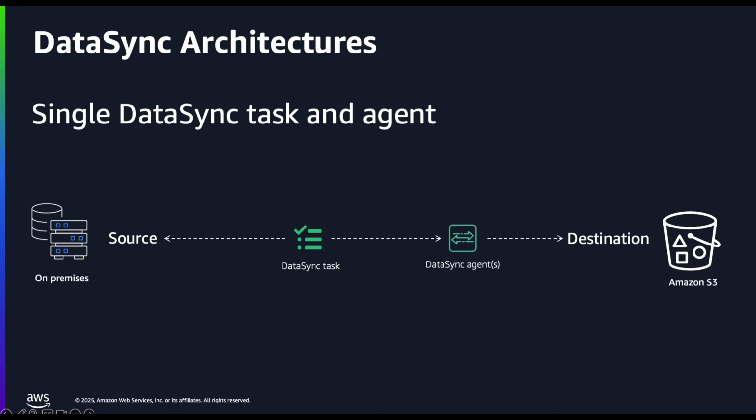Now, let's consider a scenario of a large data migration project that involves moving terabytes or petabytes of data and millions or even billions of tiny files. In this scenario, DataSync architectures with one task and one agent may not be suitable. So, DataSync supports scale-out architectures for such migrations. Let's dive in.